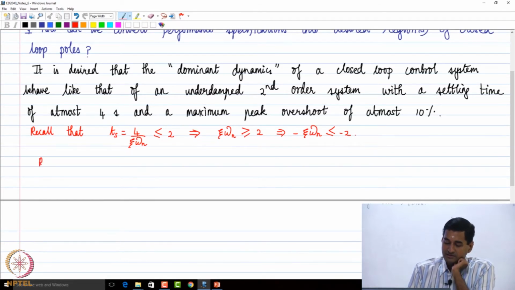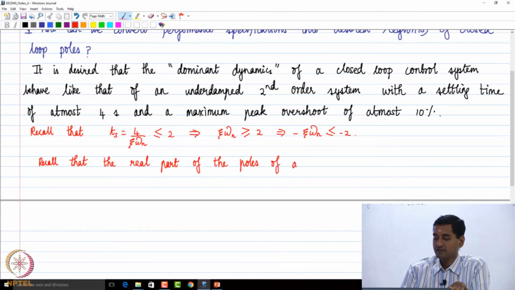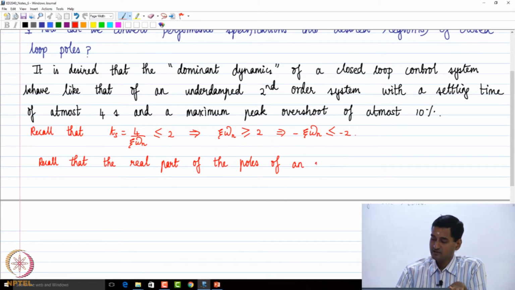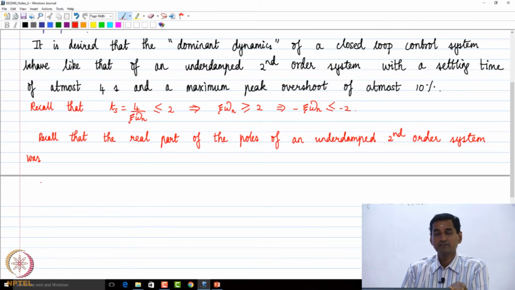So recall that the real part of the poles of an underdamped second order system, what was the real part of the poles of an underdamped second order system? We looked at an underdamped second order system. What were the two poles? Minus zeta omega n plus or minus j omega d.